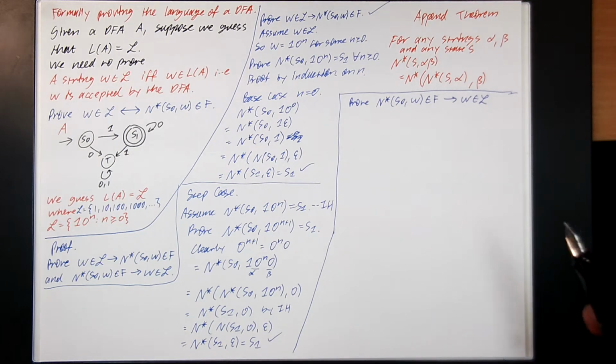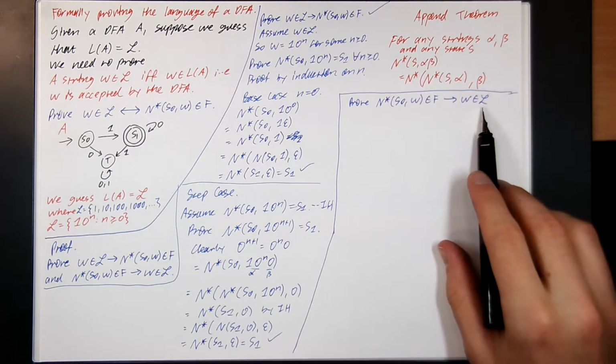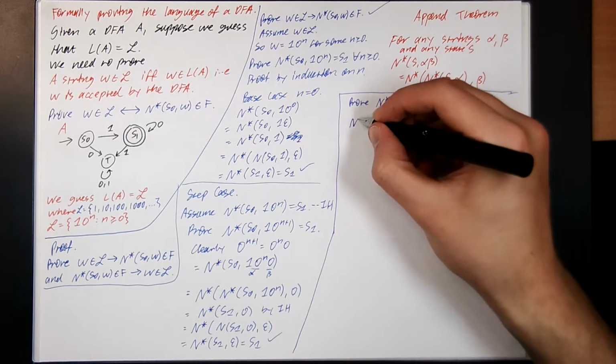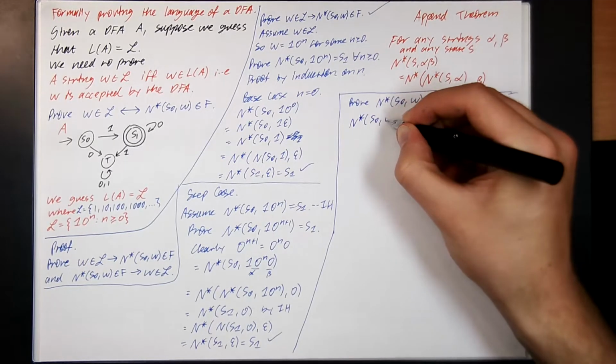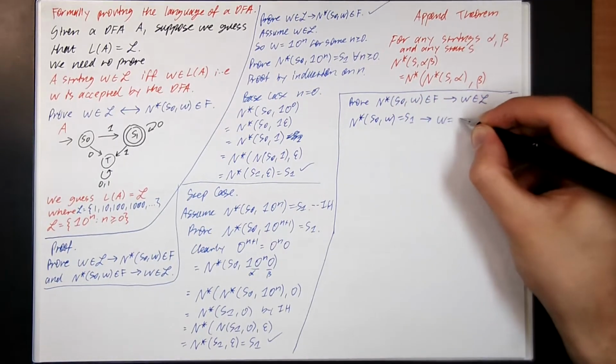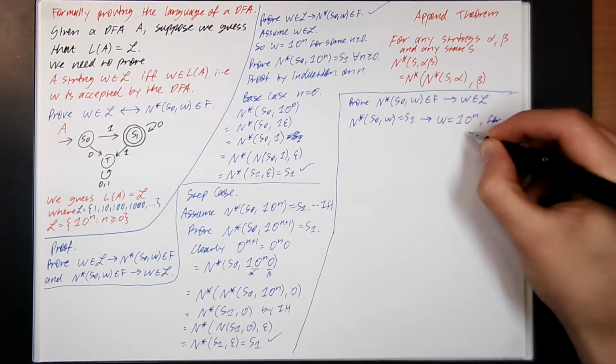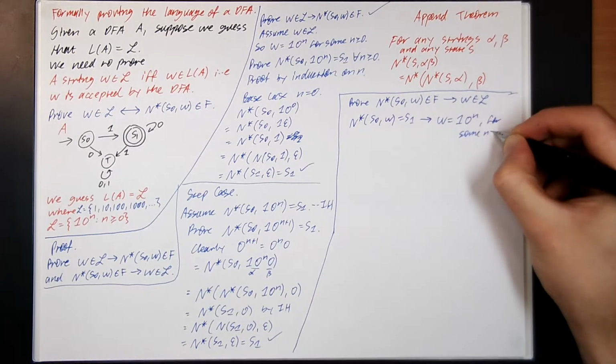Okay, so what's the property we want to prove? We want to prove that if W is accepted, then W is in the language. That is to say, if from the start state, I read W and get into S1, that implies W is equal to 1 followed by n many zeros for some n greater than or equal to 0.